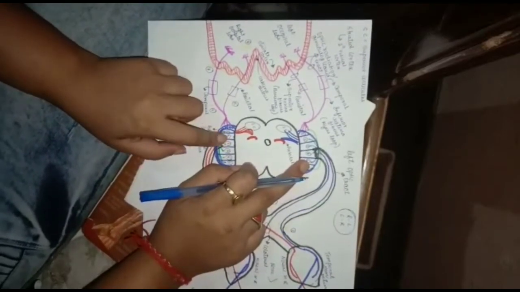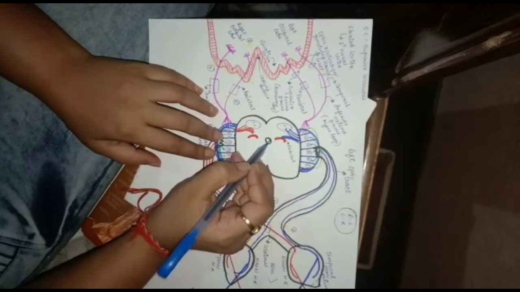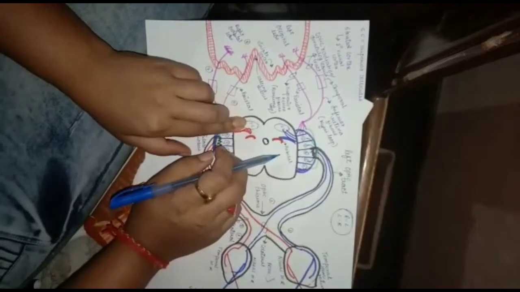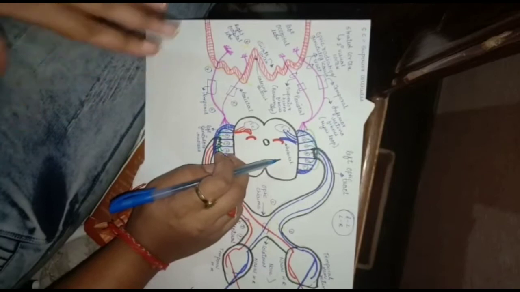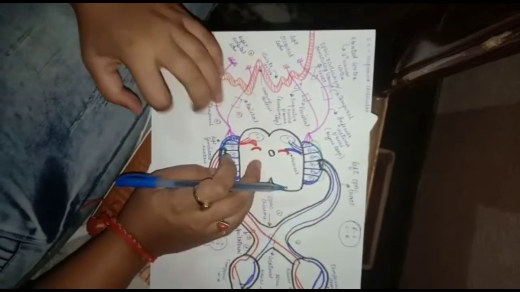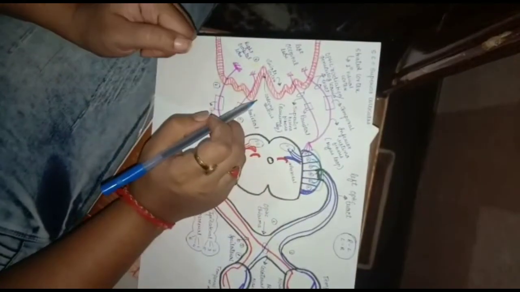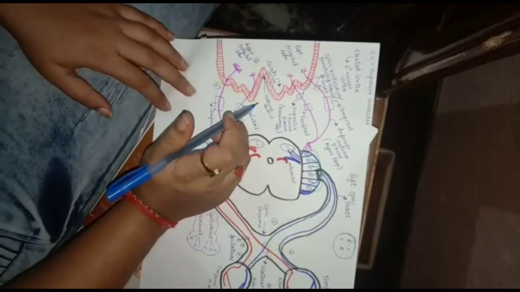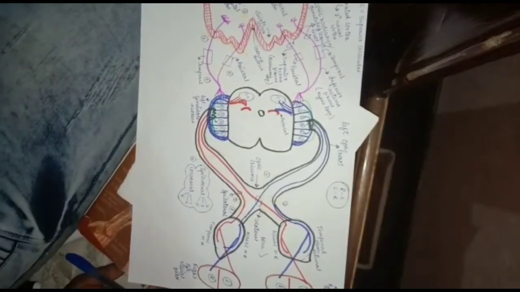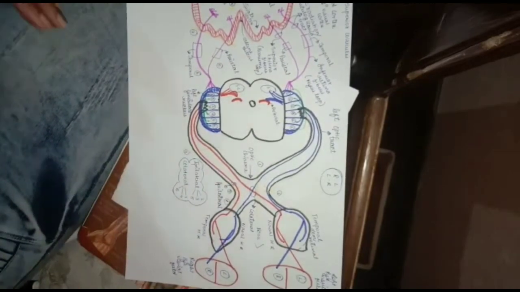This is the lateral geniculate body, and this is the superior colliculus, this is the pretectum, and this is the aqueduct. Then they go to the geniculate body, and then into the superior colliculus and pretectum. From the geniculate body, some other nerves go to the occipital lobe, and this is the calcarine sulcus. They go into the occipital lobe and the calcarine sulcus. So here is all about the optic nerve.